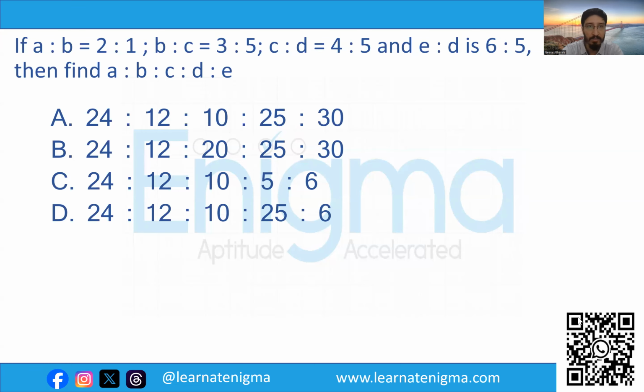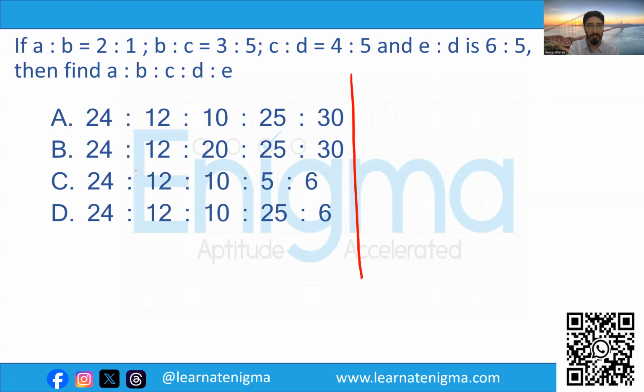If A is to B is equal to 2 is to 1, B is to C is equal to 3 is to 5, C is to D is equal to 4 is to 5, and E is to D is equal to 6 is to 5, then find A is to B is to C is to D is to E. Now, such questions have a different method to solve, but this particular question can be solved just by using the options as well.